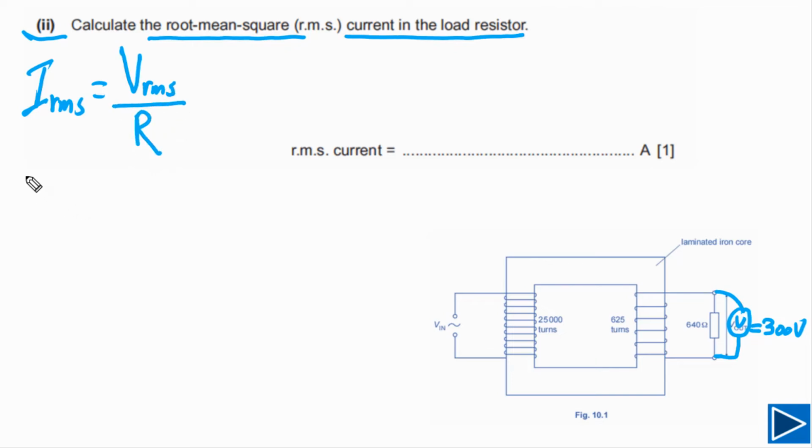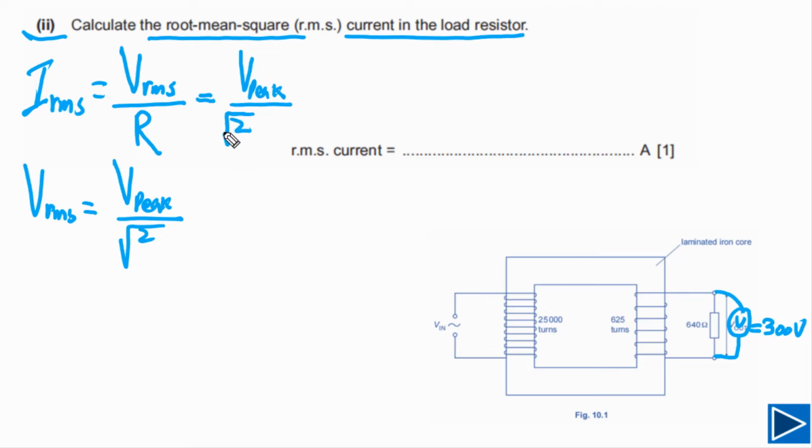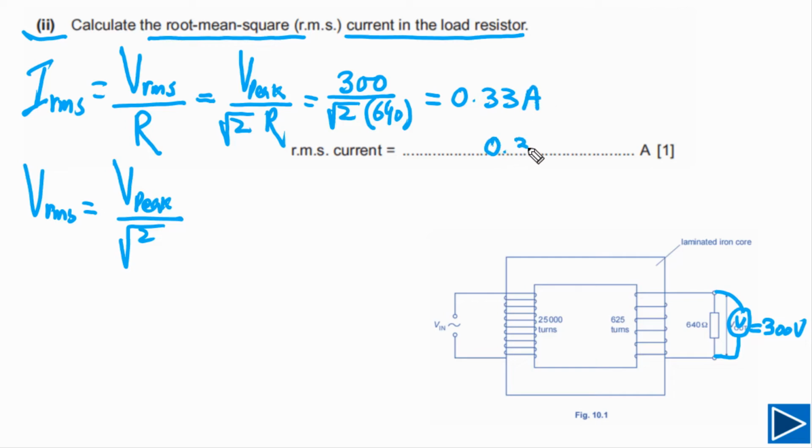IRMS means we have to use the RMS value of V and divide by the resistance of the resistor: VRMS over R. Now we need to understand the relationship between VRMS and the peak value. V peak divided by root 2 is equal to VRMS. So we can replace VRMS with the peak value: V peak divided by root 2 times R. V peak is equal to 300, we divide this by root 2 times the resistance of the resistor, which is 640. If we simplify this, our final answer is 0.33 A up to 2 SF. We write our answer up to 2 SF. If you got the right answer, you will get this A mark.